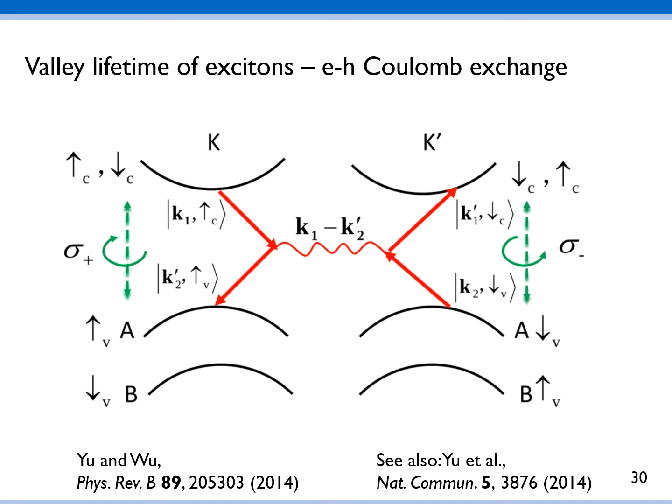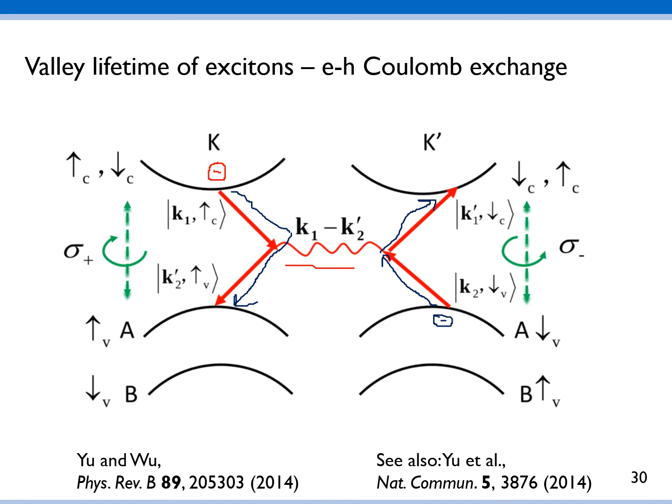Say we have excited an exciton in the K valley with valley polarized or circularly polarized light, so that we have an electron here. Then, due to this Coulomb exchange interaction, this electron can scatter into the valence band, while an electron in the other valley simultaneously scatters into the conduction band. This is caused by the Coulomb exchange interaction.